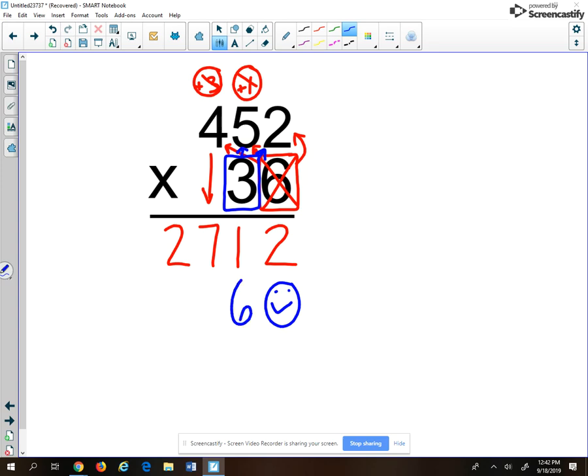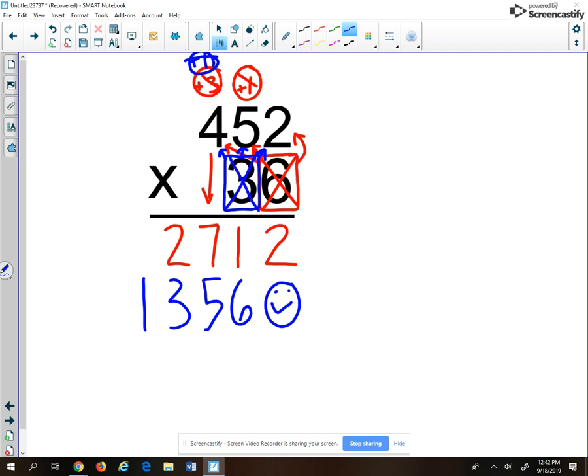Then I'm going to do 3 times 5, which is 15, so my 5 comes here below the 7. And I'm going to put my plus 1 up here above the 4. And finally, I have 3 times 4 is 12, plus 1 is 13. So my 3 goes here, my 1 goes here. I'm done with this plus 1. I'm done with my 3.